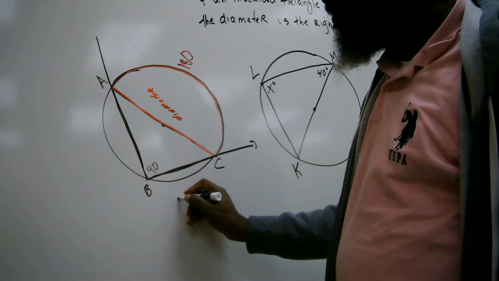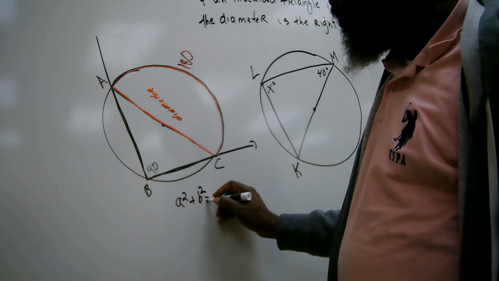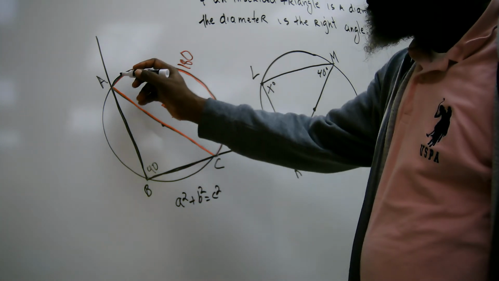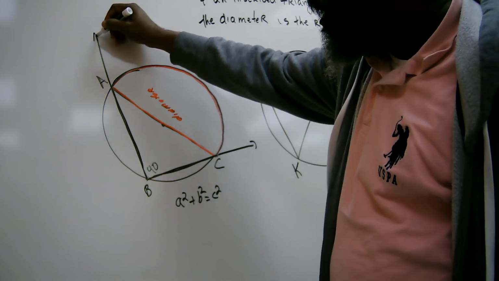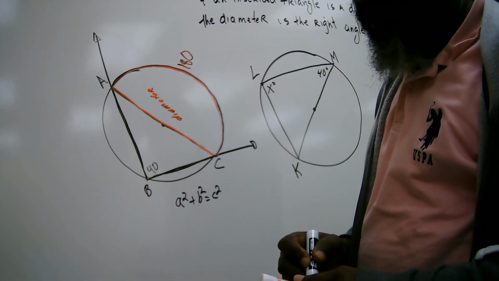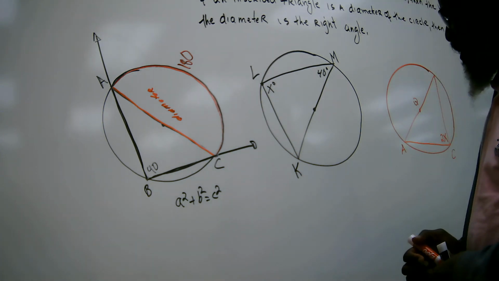Remember, whenever you have a right triangle, you have the right to use a squared plus b squared is equal to c squared, which is the Pythagorean theorem. In this case, we need to be aware of that. Whenever we have a diameter and an angle that is inscribed in the circle, we have to explore if one of them is a right angle.